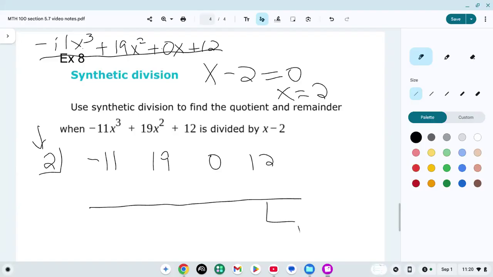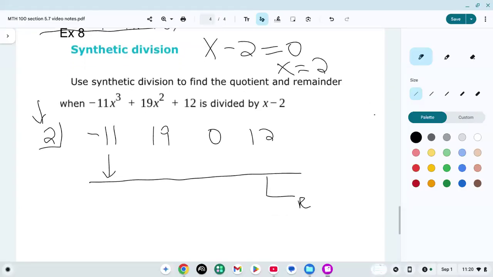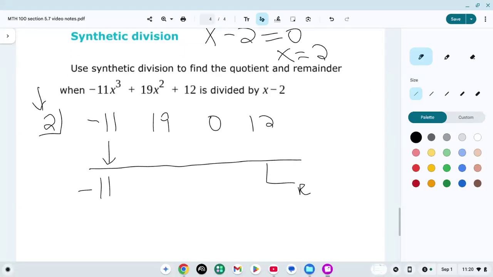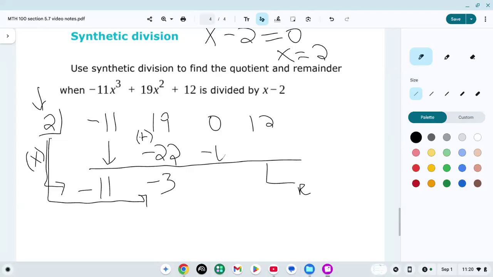Under that positive 12, this is my remainder box. So once again, we bring down the first term. We do not change it. That negative 11 stays. Then I multiply 2 times negative 11. That gives me negative 22. It goes under the next column. I'm going to add that together, and I get negative 3. I'm going to multiply the 2 and the negative 3 together. That gives me negative 6. I am going to add 0 and negative 6, which is negative 6. Then I'm going to multiply the 2 and the negative 6. That gives me negative 12. And when I add, I get 0.